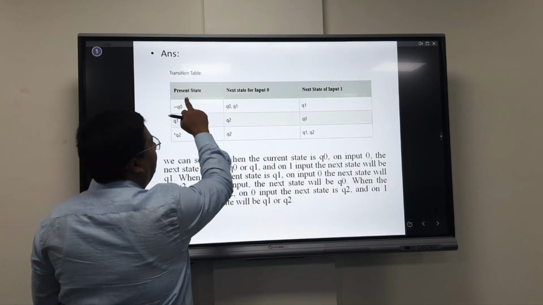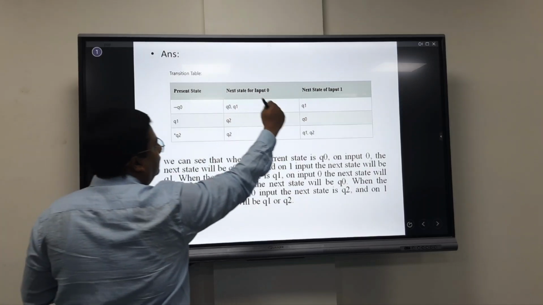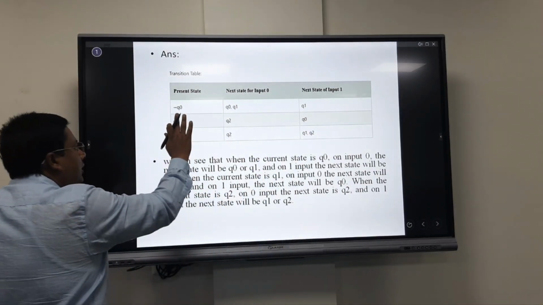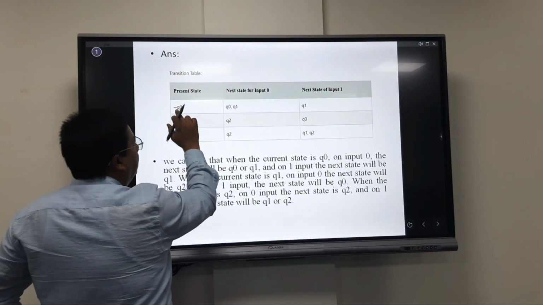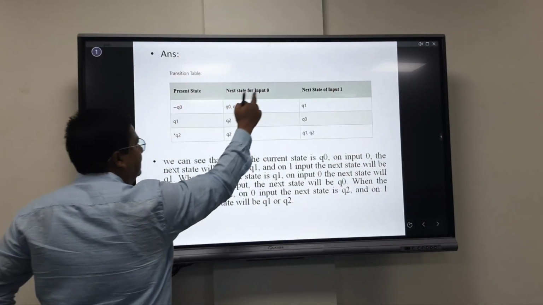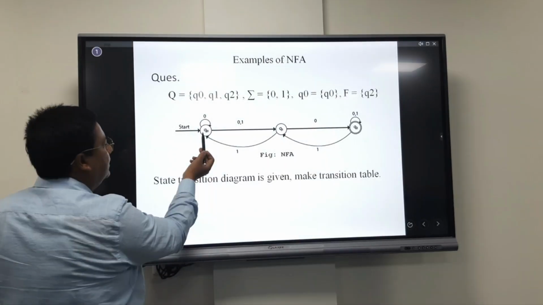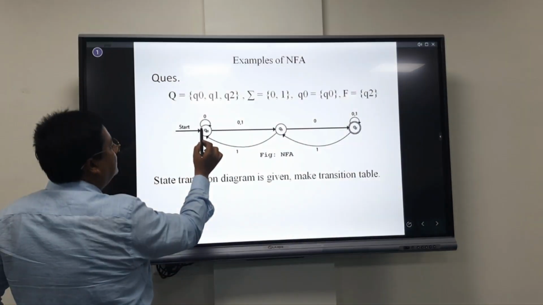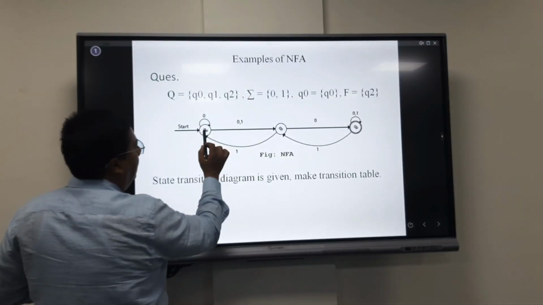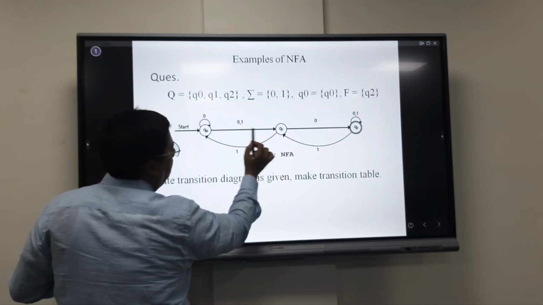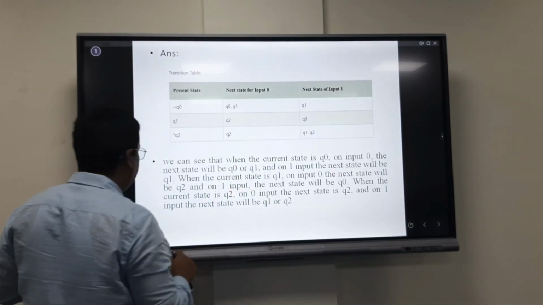We take the present state, the next state for input 0, and the next state for input 1. First we write the three states here: Q0, Q1, Q2. Q0 at 0: how do Q0 and Q1 both come? At 0, it loops back to Q0, and at 0 again it goes to Q1. So Q0 and Q1 both appear here.